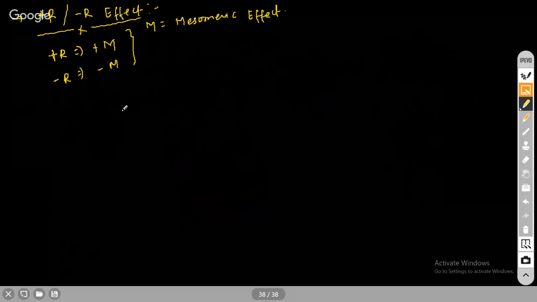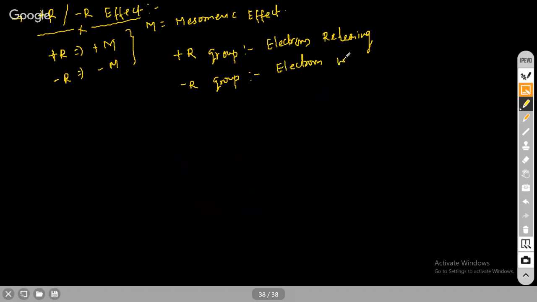So here, plus R or plus M are the same thing. Plus R groups are electron releasing groups, like we have plus I, and minus R or minus M groups are electron withdrawing groups. Okay, that withdraw electrons from the ring.